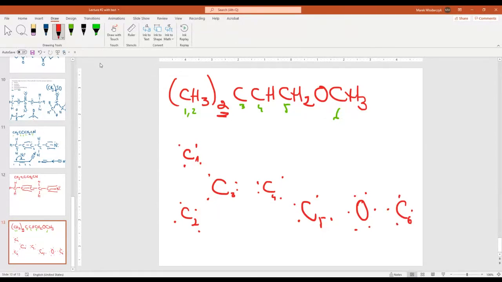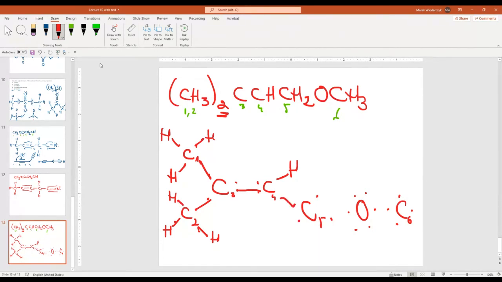Now we know that carbon 1 and 2 are methyl groups. So I'm just going to draw them. Okay. And 1 is connected to 3. So now carbon 1 has an octet. Same happens for carbon number 2. Okay. Now carbon number 3 is connected to number 4, so I'm going to just draw one line first. And carbon number 4 is connected to the hydrogen, so I'm going to draw it here. And also connected to carbon number 5.